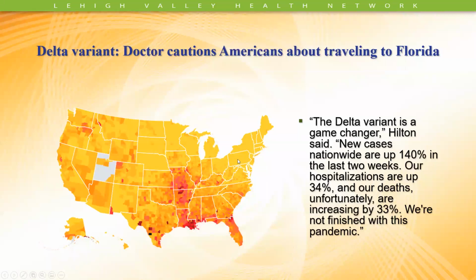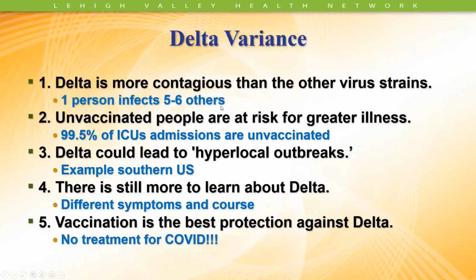up in Pennsylvania here, we seem to be doing fairly well because we have a higher vaccination rate than some of these states. But this is a week old, and I can tell you, if I had a current picture, there's red areas now in the Philadelphia area, New Jersey, and down in Delaware. So it's spreading throughout the whole country. It's more contagious than other virus strains. One person infects 5 to 6 individuals. The original virus was 1.5.